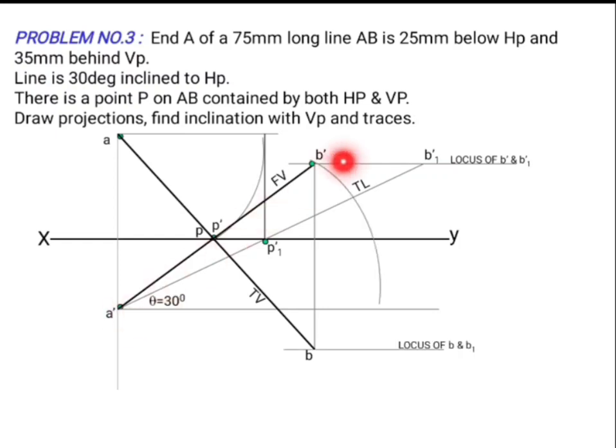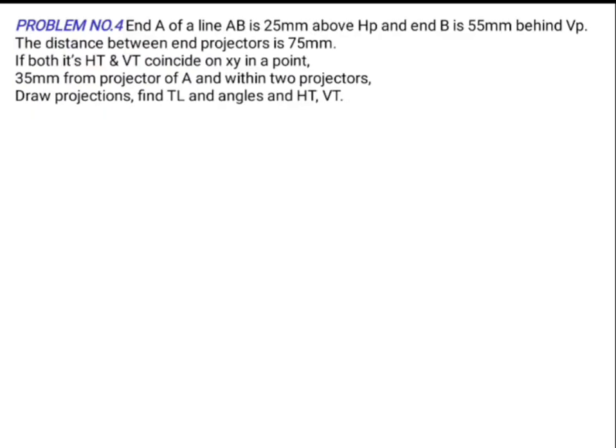Now we can rotate A dash B dash in the downward direction and project it to get the intersecting point on the locus line of B. The inclination of the line AB1 will be phi, which is the inclination of the line with the vertical plane. Now we can finish the drawing by marking its dimensions. The solution is over. Here we have the next problem.